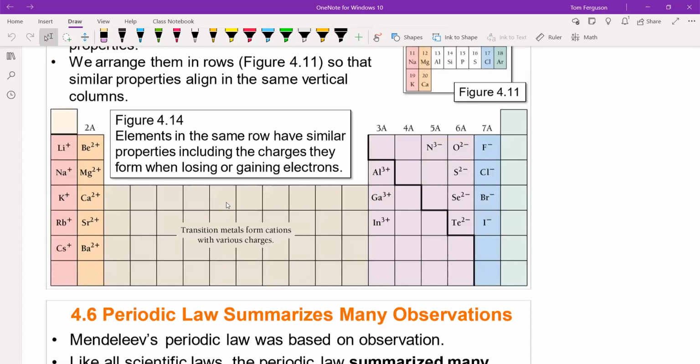Now, alkali metals is group 1. They form a +1 ion. I'm going to talk about ions in a minute here. So everything there is +1. The alkaline earth metals, +2 charge. The halogens, -1. The inert gases are 0.